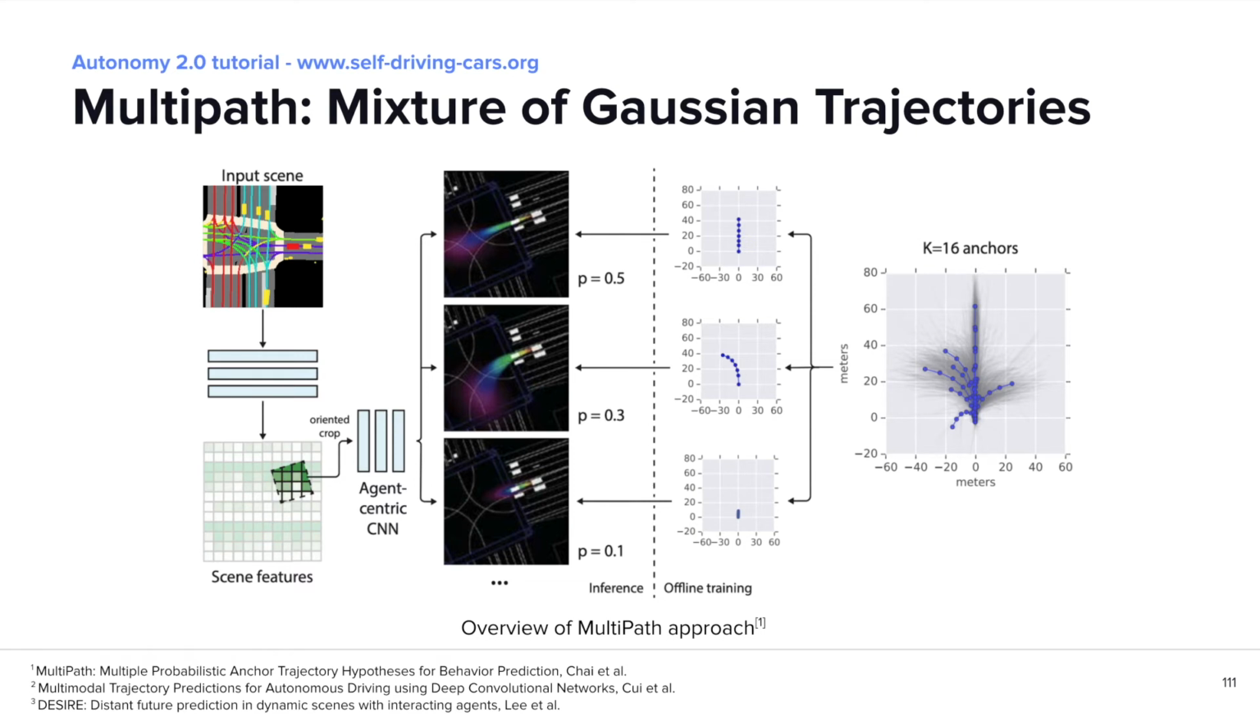So this approach is efficient. It requires only a single forward inference pass to obtain this multi-modal future distribution, which is quite important for real-time applications like self-driving.